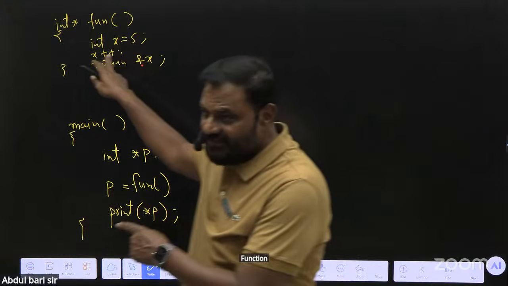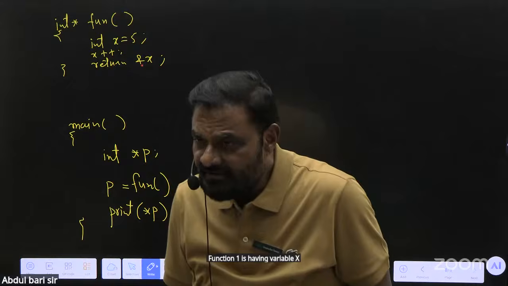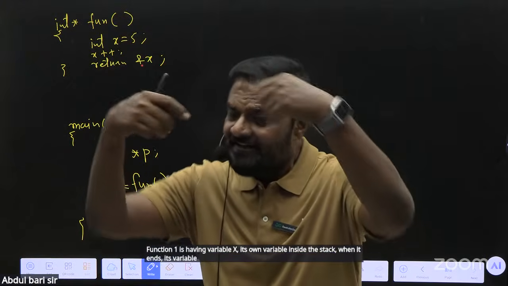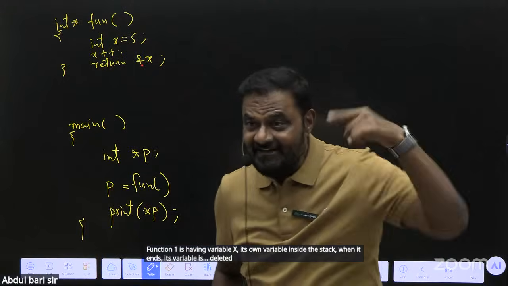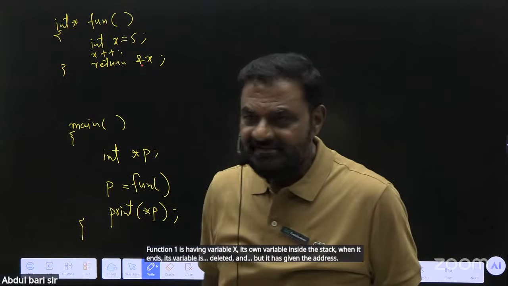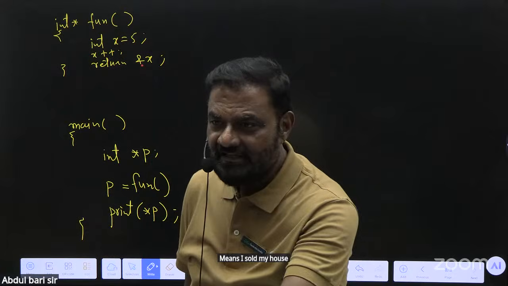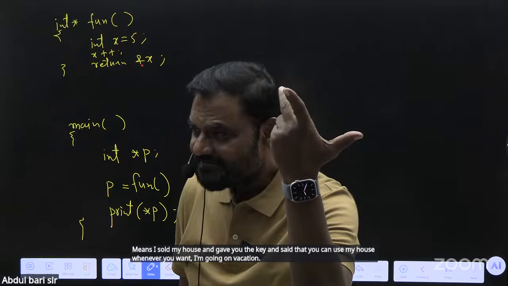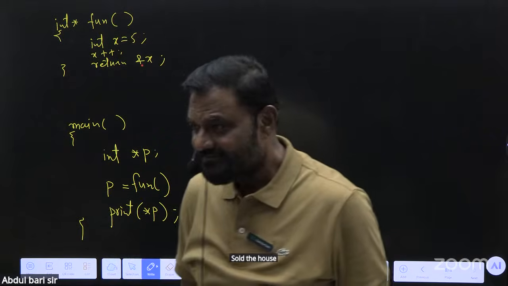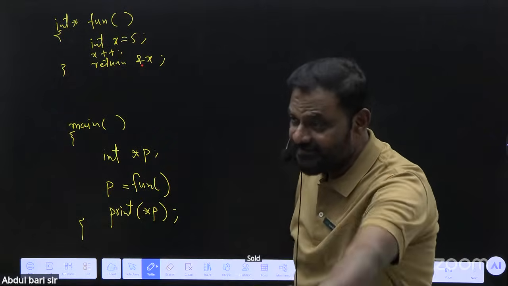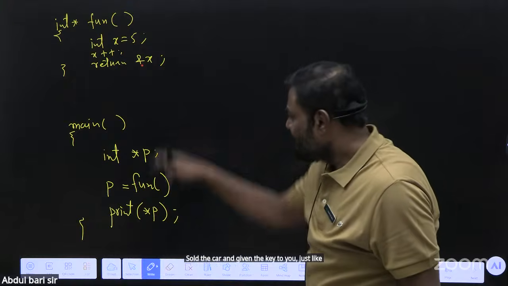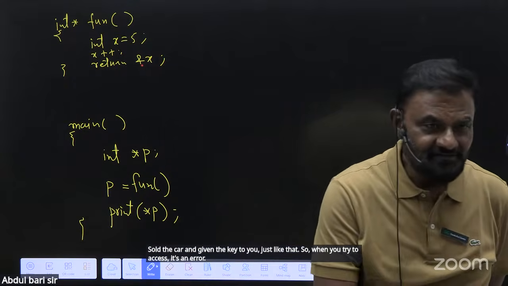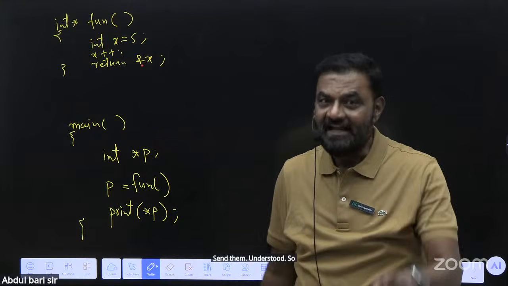Function fun has a variable x, its own variable inside the stack. When it ends, its variable is deleted, but it has given out the address. It's like I sold my house and gave you the key and said that you can use my house whenever you want, I am going on vacation. Sold the car and given a key to you, just like that. So when you try to access it, it's an error. Understood? So this is an example of a dangling pointer.